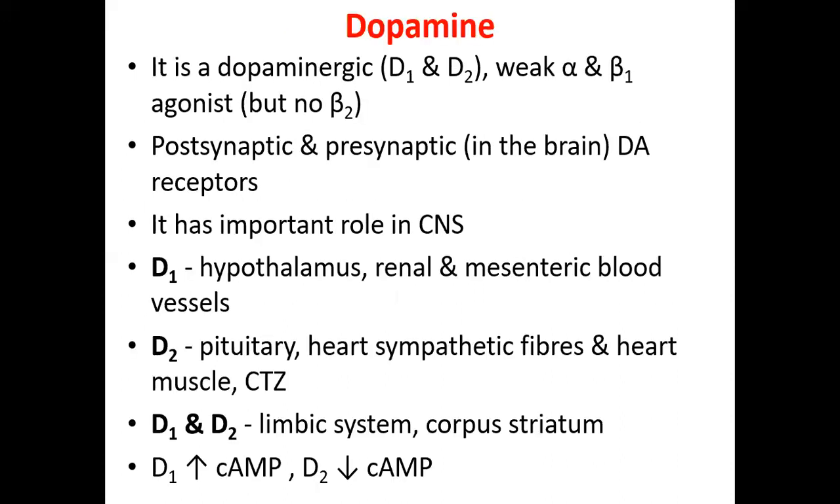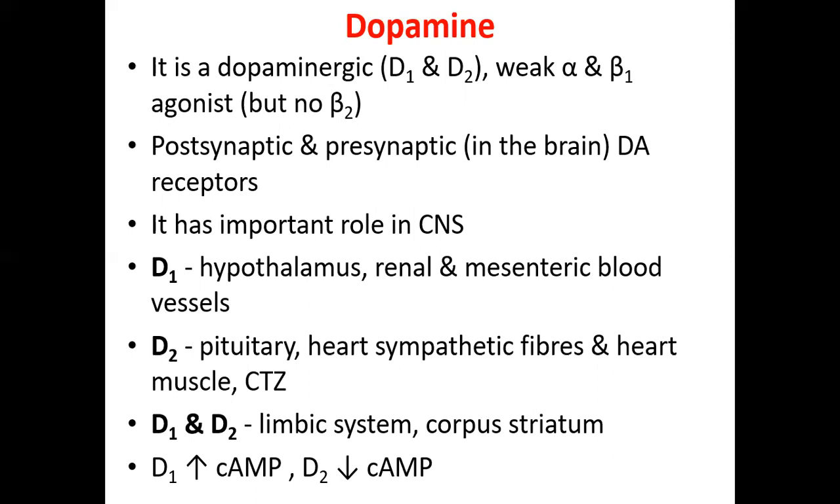It is dopamine. It is a dopaminergic drug, mainly acting on D1 and D2 receptors. Apart from that, it has weak alpha 1 and beta 1 agonistic action, but not on beta 2. The dopamine receptors are present postsynaptically as well as presynaptically, mostly in the brain. It has an important role in the CNS.